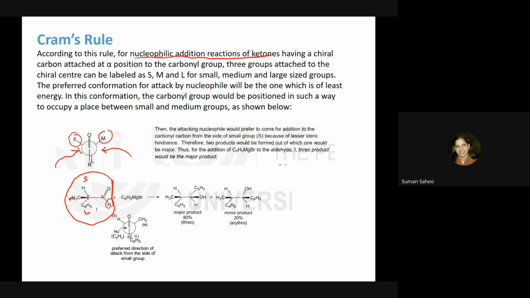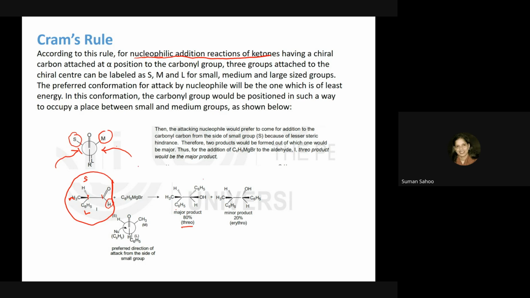If it attacks from this side, that is more favorable, because it faces less repulsion, as we have a group which is smaller in size. On the other side it will face more repulsion. So the preferred direction of attack is from the side of the small group. The major product would be this one, the 30. Here the same type of groups are on opposite sides. So this is the major product.